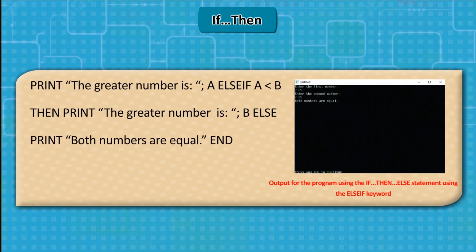Print "The greater number is A". Else if A < B then print "The greater number is B". Else print "Both numbers are equal". End if. End. Output for the program using the if, then, else statement using the else if keyword.